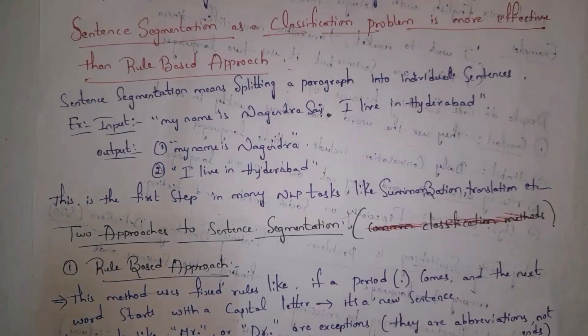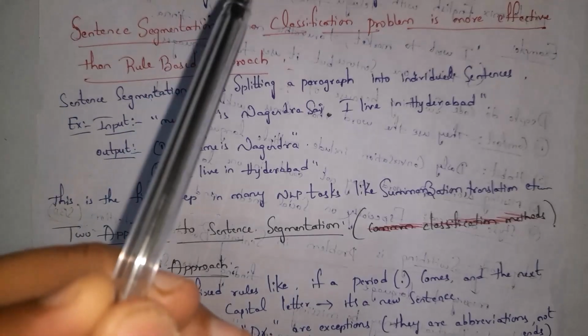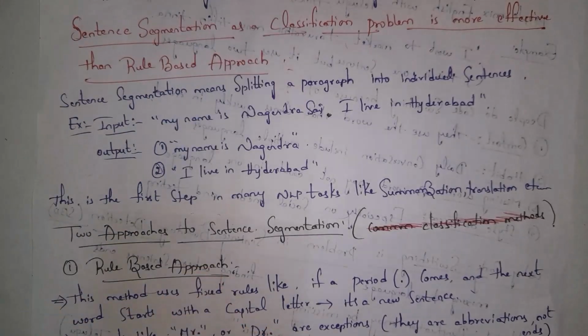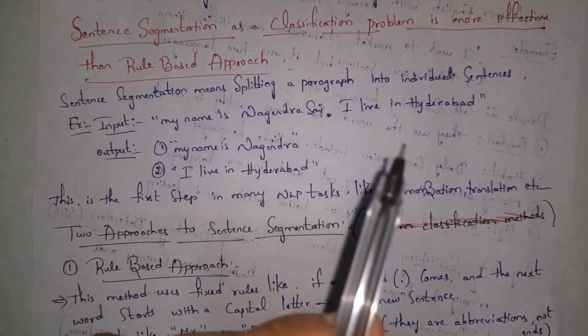Next I will explain what is sentence segmentation, what is the classification based approach and the rule based approach. And also I will explain why the classification based approach is better than the rule based approach. Sentence segmentation and sentence boundary detection are both the same. Sentence segmentation means splitting a paragraph into individual sentences.